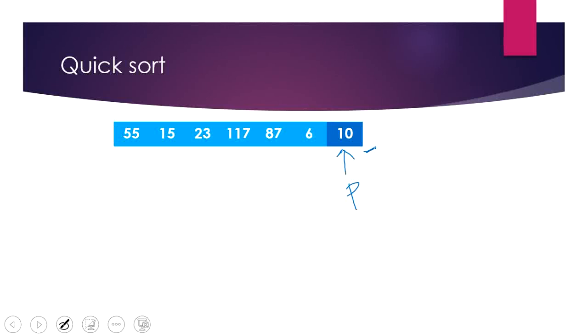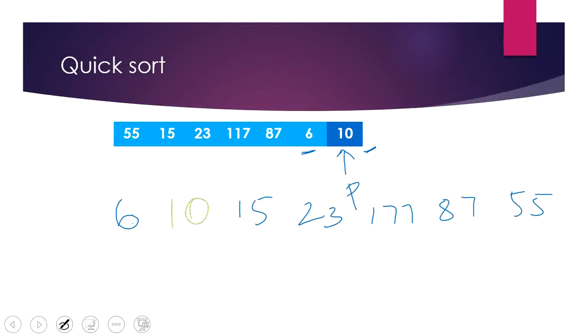Having 10 as pivot, the values less than the pivot will be placed before 10. The only value less than 10 is 6, so we place 6 first, and all other values are higher. So we place the other values up to 55 later, and finally place our pivot element exactly where it has to be.